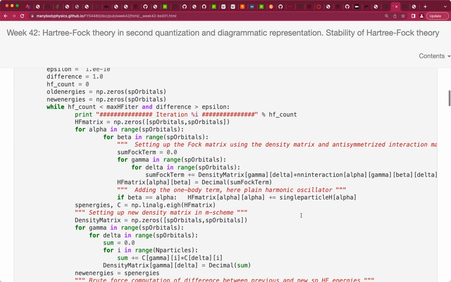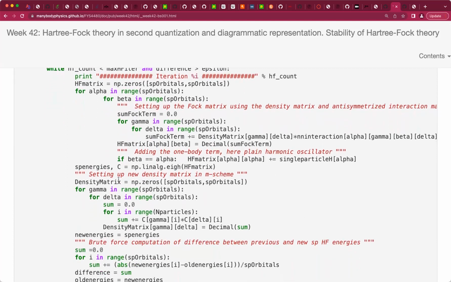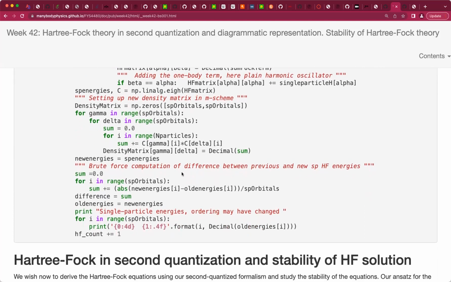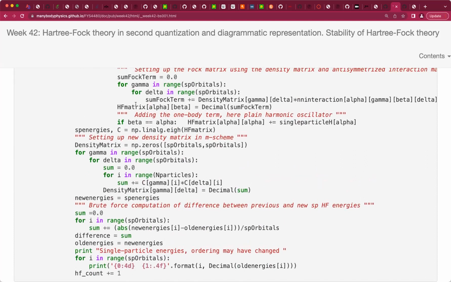And then when you're done with that, we define a new density matrix. And then we simply calculate the new density matrix based on the eigenvectors which we get here. So we are diagonalizing the Hartree-Fock matrix. And then we get the new coefficients, which you see here. And these new coefficients are simply used to calculate the new density matrix. And then with the new density matrix, we can then proceed back again and calculate a new Hartree-Fock matrix. And then we continue till the number of iterations stops.